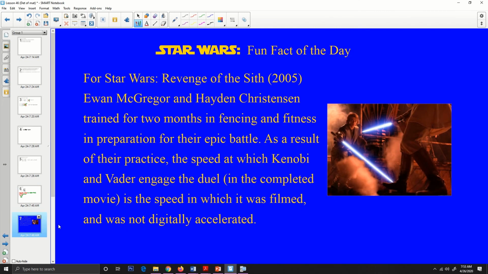So, the Star Wars fun fact of the day: for Star Wars Revenge of the Sith 2005, Ewan McGregor and Hayden Christensen trained for 2 months in fencing and fitness in preparation for their epic battle on Mustafar. As a result of their practice, the speed at which Kenobi and Vader engage the duel in the completed movie is the speed in which it was filmed and was not digitally accelerated.